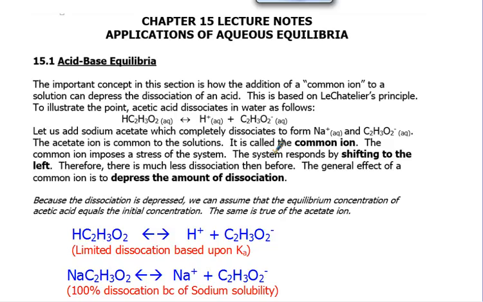So here we have acetic acid. It produces hydrogen and acetate.